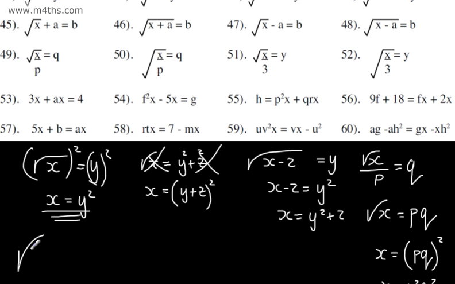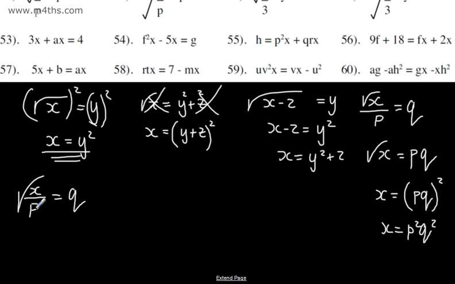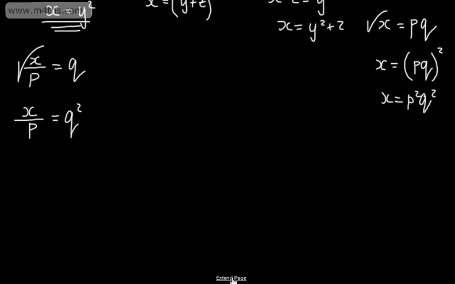Let's just do that. So the root of x over p is equal to q. So x started its life off, divided by p and square rooted. So the first thing we'll do is square both sides. So that will give me x over p is equal to q squared. Multiplying both sides of the equation by p, we've got x will be equal to pq squared.